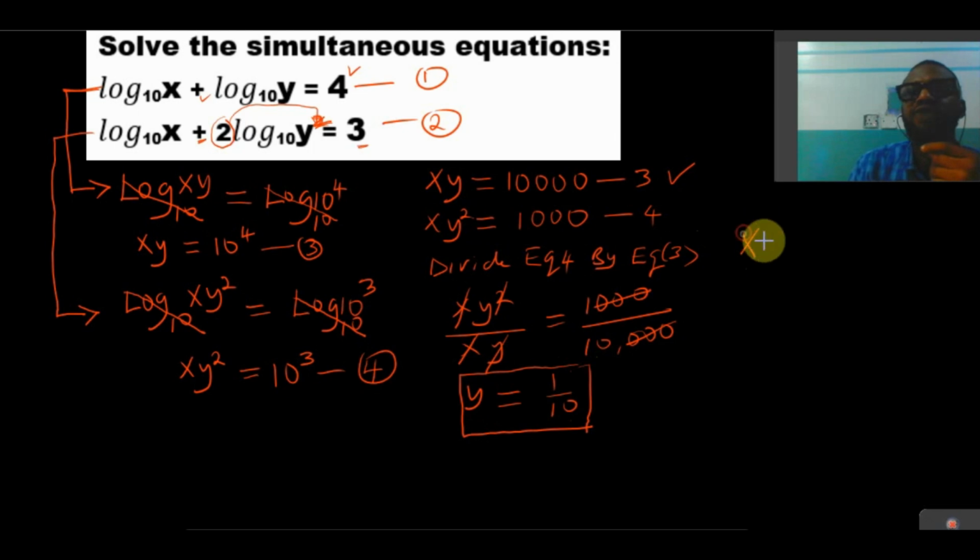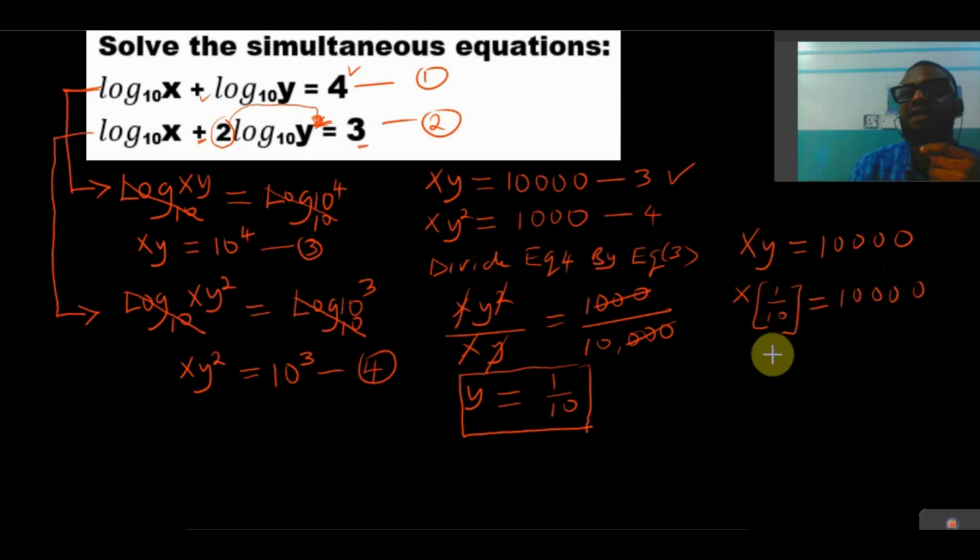So my xy equals 10,000. Remember, my y is 1 over 10. So my x times 1 over 10 equals 10,000. So my x now, I will cross multiply. So my x equals 10 multiplied by 10,000, which will give us 100,000. So my x is 100,000. Okay, so my y equals 1 over 10 and my x equals 100,000.